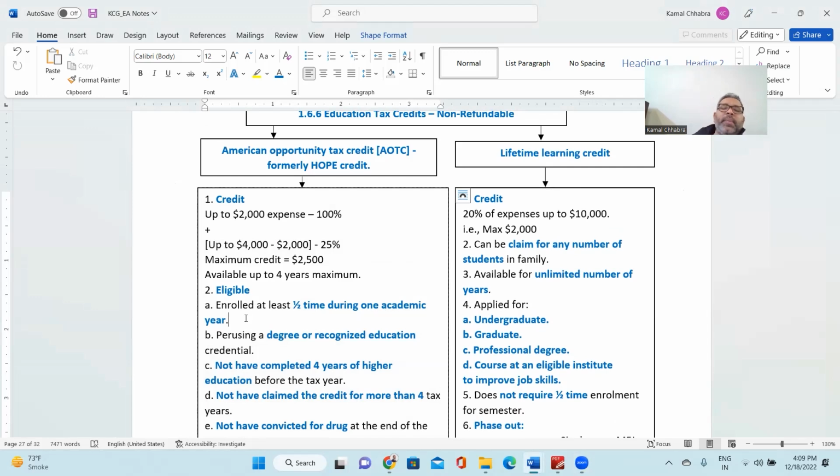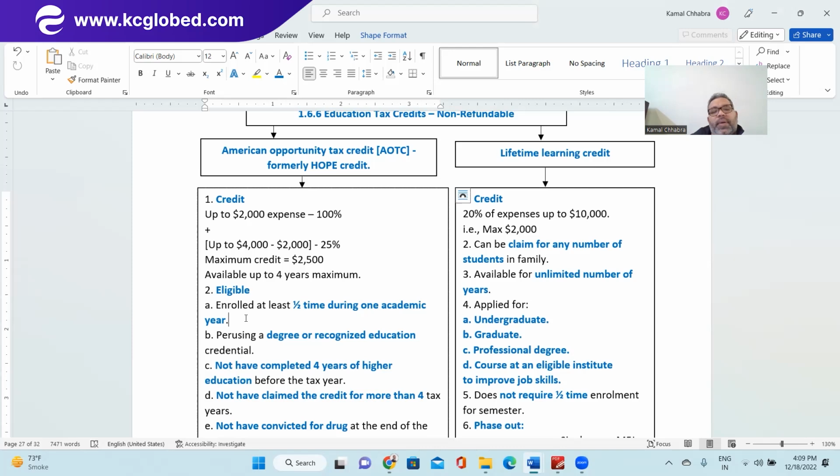Second, the person must be pursuing a degree or recognized education credential, right? It should not be something like online learning. It should be from an organized university, institution, or college. Third is not having completed 4 years of higher education before the tax year. So you can take this tax credit for a maximum of 4 years, because in the US, higher education is 4 years.